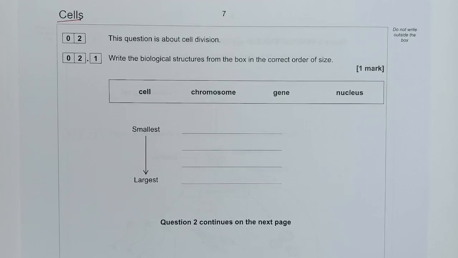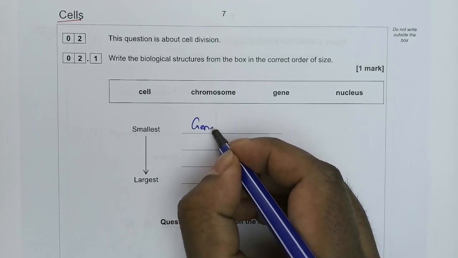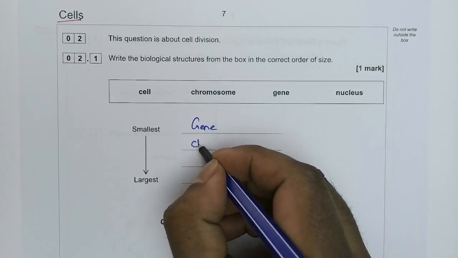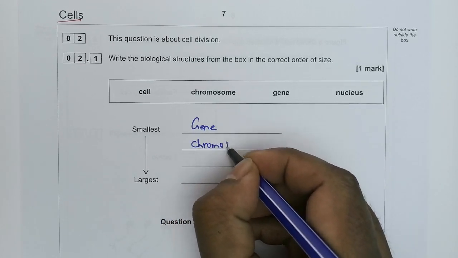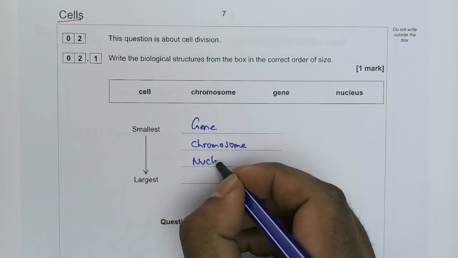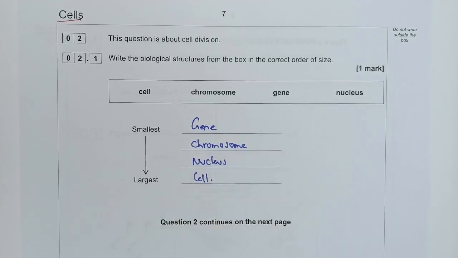So which one is the smallest? That would be the gene. The next smallest is the chromosome, followed by the nucleus, and then the cell. So let's make some notes here.